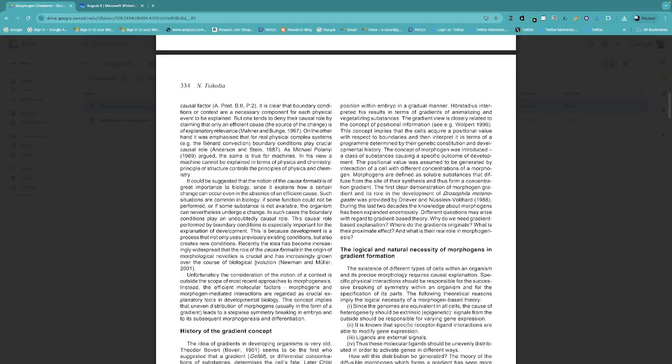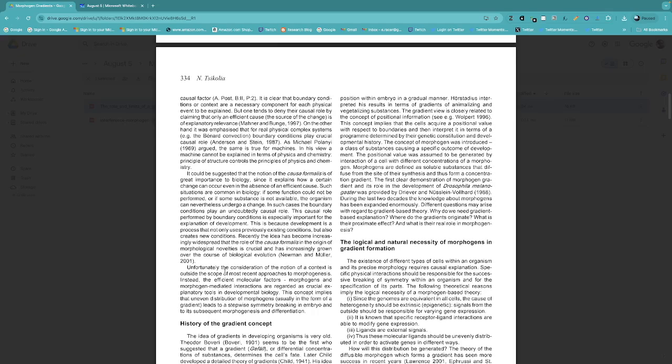Recently, the idea has become increasingly widespread that the role of causa formalis is the origin of morphological novelties, and is crucial and has increasingly grown over the course of biological evolution. And it cites Newman and Mueller, 2001. So this is where they talk about this a little bit more.